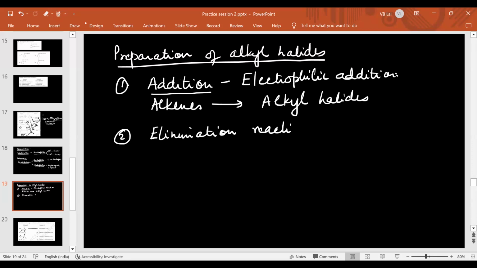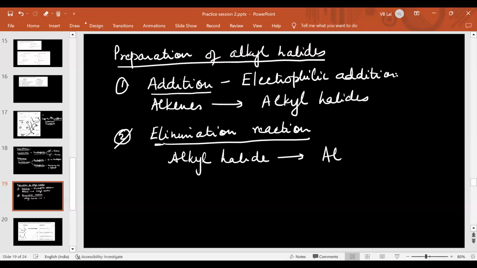Okay, elimination reaction. When we do elimination reaction, what are we doing? This is not for preparation of alkyl halide. It is alkyl halide to alkene. When you have to prepare alkene from alkyl halide, then it is an elimination reaction. So you have to learn it like this.